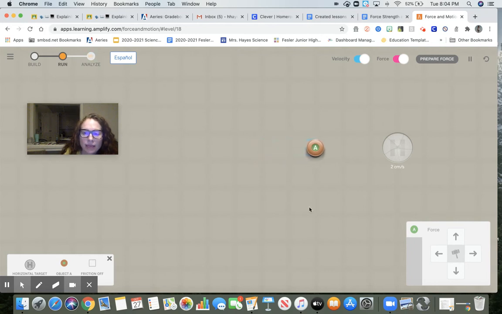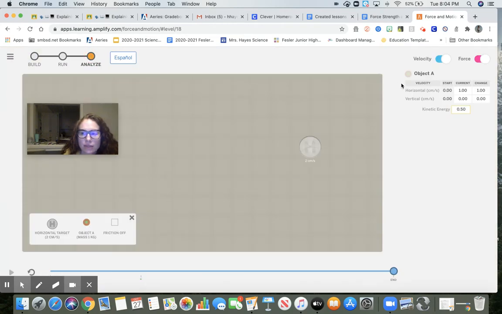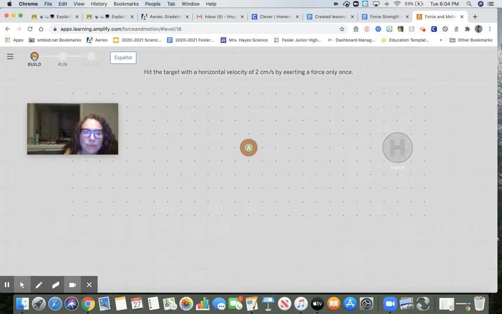Notice it's moving, not moving very fast. Uh-oh, I got it wrong. How I know that is it didn't disappear in this little black hole thing. So I'm going to go to analyze and see why I was wrong. Starting speed is 0. That's what it was supposed to be. But the current speed is only 1. Remember, our mission is to get it to 2. So I only got it to 1.